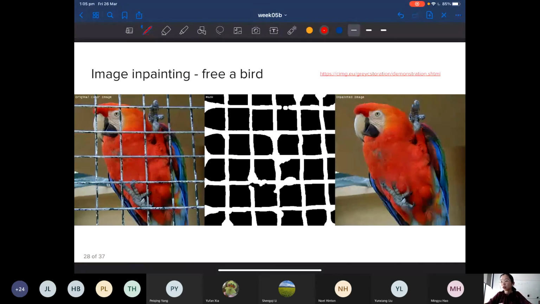You can also edit images, right? This is called in-painting, which is a very nice application that emerged in the late 90s and early 2000s in image editing software such as Photoshop and others.